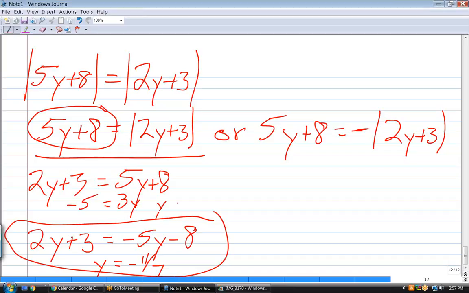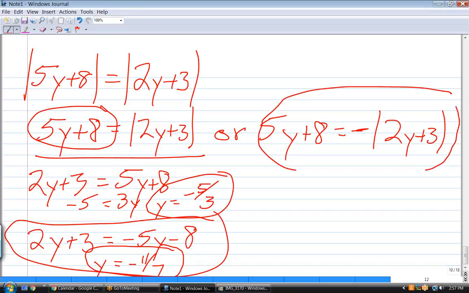So y equals minus 5/3. Notice no resemblance with this answer at all. Right. All four numbers are different, as they almost always are. Now, over here, we still have two more solutions to come up with. Got to solve that one. That's a completely whole other problem.